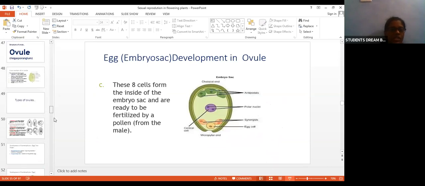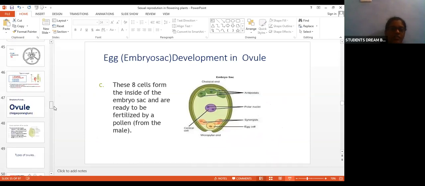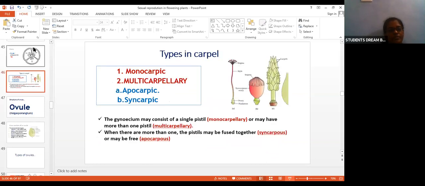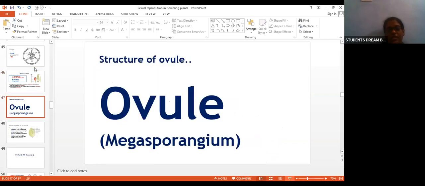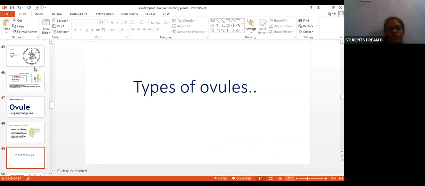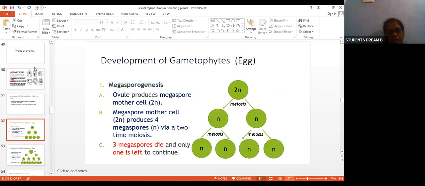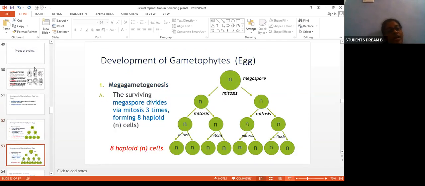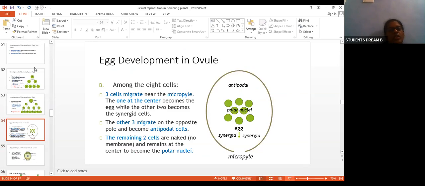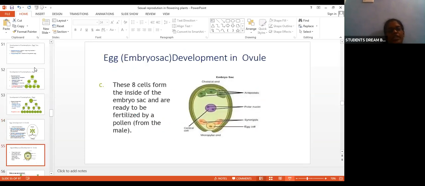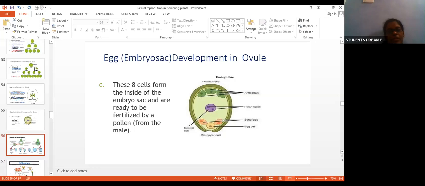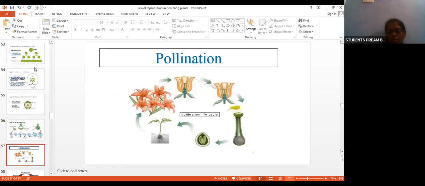So now we have seen the female reproductive structures: ovules, the different parts, the types of carpels, the structure of an ovule, then the types of ovules, then the development of gametophytes. We saw megasporogenesis, then megagametogenesis, then the egg development in the ovule, then the embryo sac development in the ovule. Okay, clear till here?